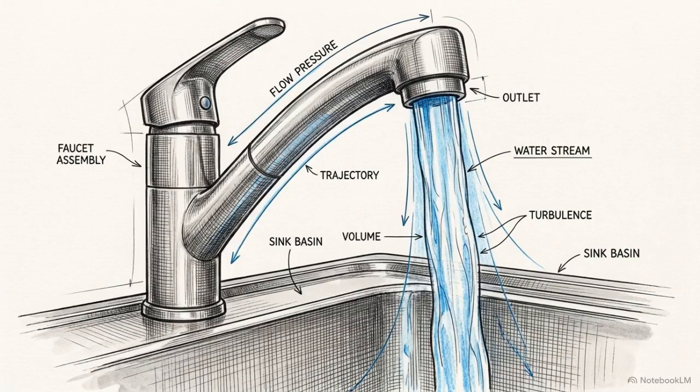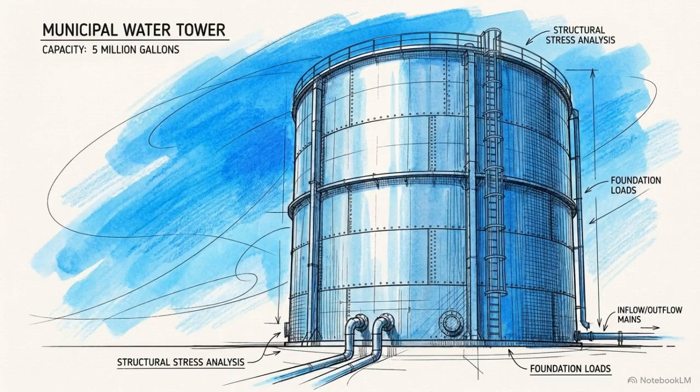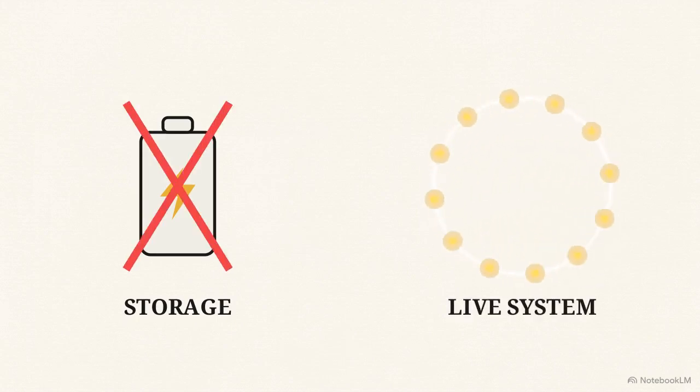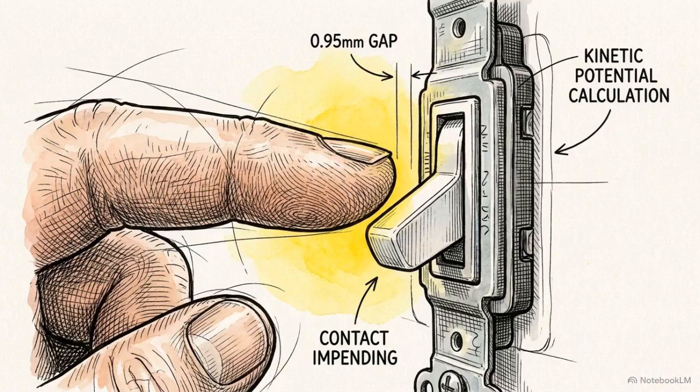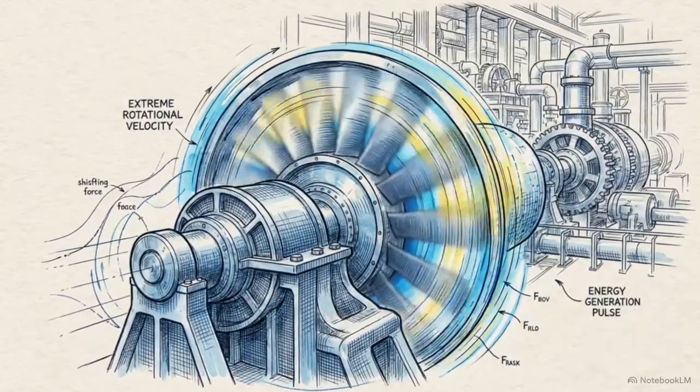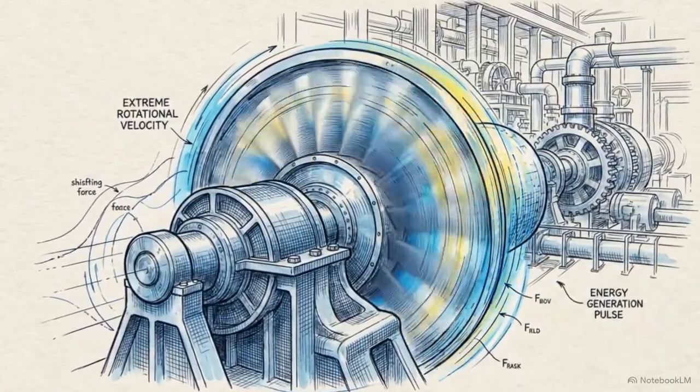But there is a catch to this system. If you turn on a water faucet, you're pulling from a tank that already holds millions of gallons. Electricity doesn't work like that. The grid cannot store large amounts of power. It is an active, live system. That means the exact moment your finger flips that light switch, somewhere miles away, a physical turbine has to spin just a tiny bit harder to generate that precise amount of energy instantly.